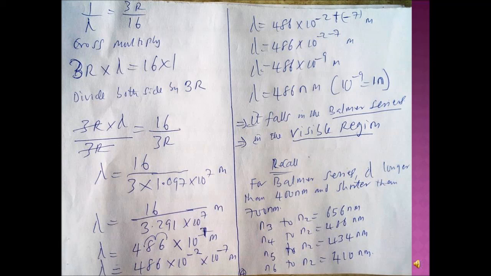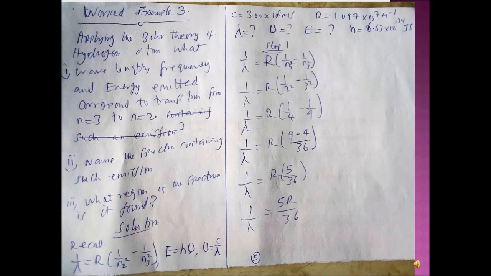Now, our third example is applying the Bohr theory of the hydrogen atom. Number 1, what is the wavelength, frequency, and energy emitted that correspond to the transition from n equals 3 to n equals 2? Number 2, name the spectra containing such emission. Number 3, in what region of the spectrum is it found? So all you need to do is recall the formula.